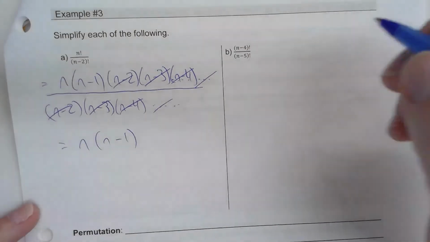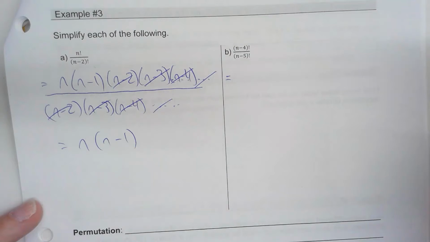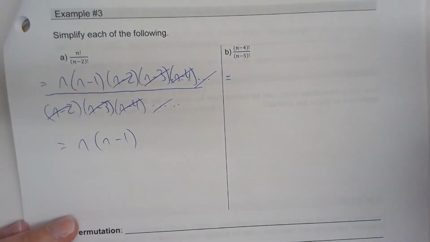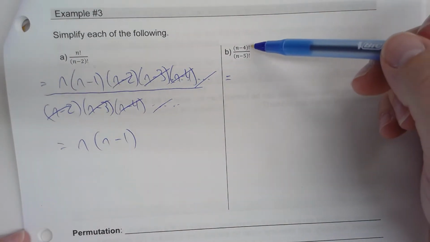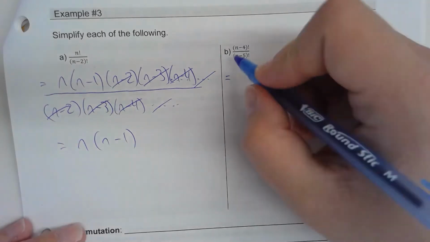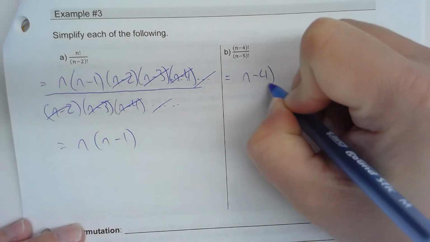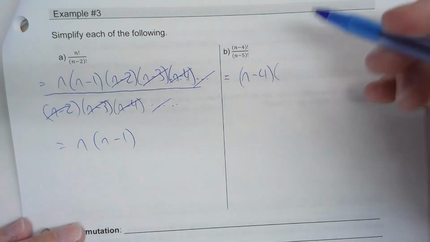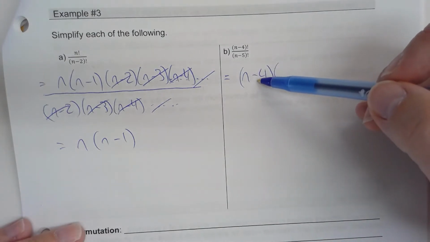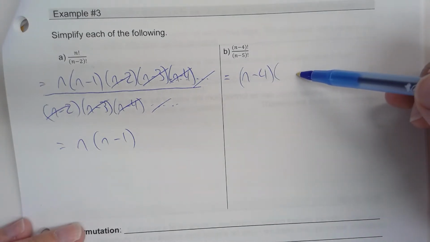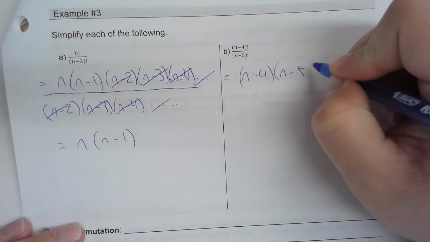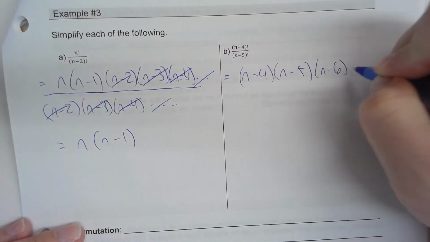Let's try one more here, and then we'll talk a little bit about permutations. So, n minus 4 factorial divided by n minus 5 factorial. So I'm just going to write down a couple so I can get a good idea. I know I start with n minus 4. I want to go 1 less than that. So we're at negative 4, minus 1 would be negative 5, so n minus 5. n minus 6, and then dot.